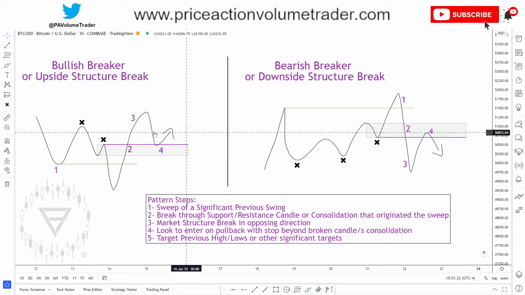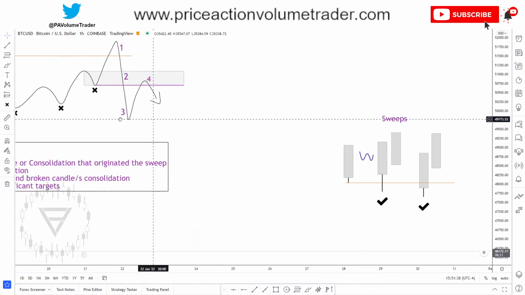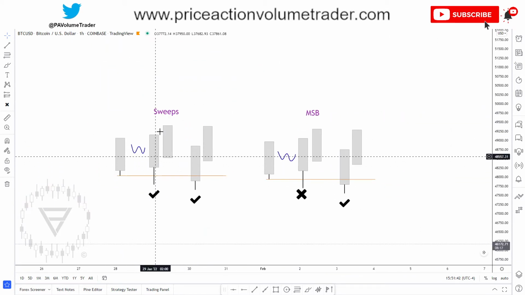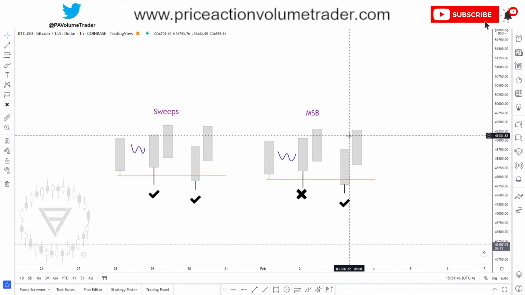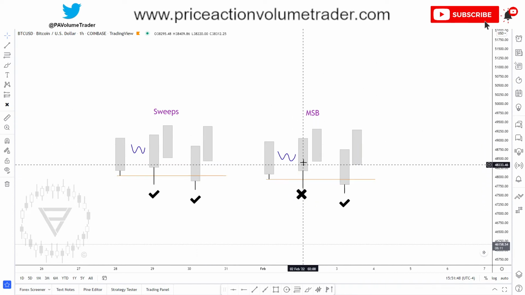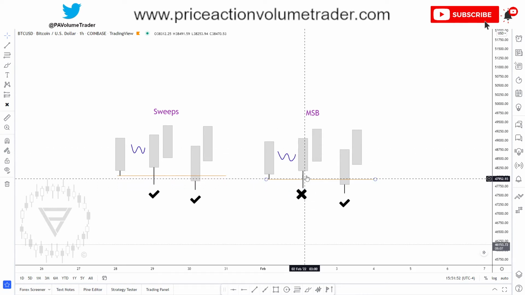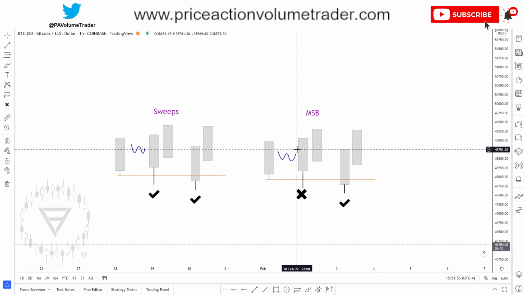Okay, and one thing to note here on step number 3, when we talk about market structure breaks, unlike the sweeps, which we can just wick through or quickly break and come back, a market structure break, if we just sweep a level, this is not considered a market structure break. This is whatever time frame you're focused on.